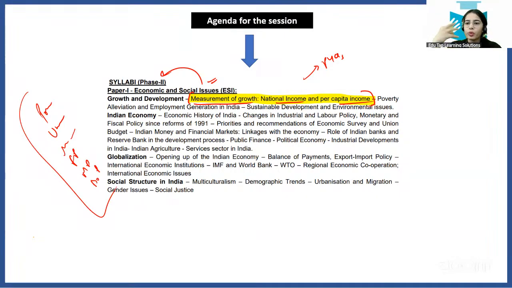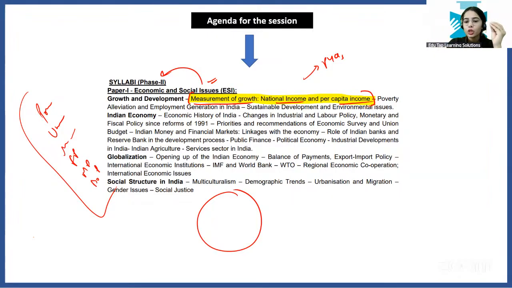When we are talking about poverty, unemployment, we are talking about poverty from the whole economy sense. That means we are talking about poverty in India or poverty at the global level, unemployment in India or unemployment at the global level. Or we are talking about the monetary policy that is adopted in India, fiscal policy that is adopted in India, or the balance of payment situation of India. So we are talking about the whole of the economy and the situation in the whole of the economy.